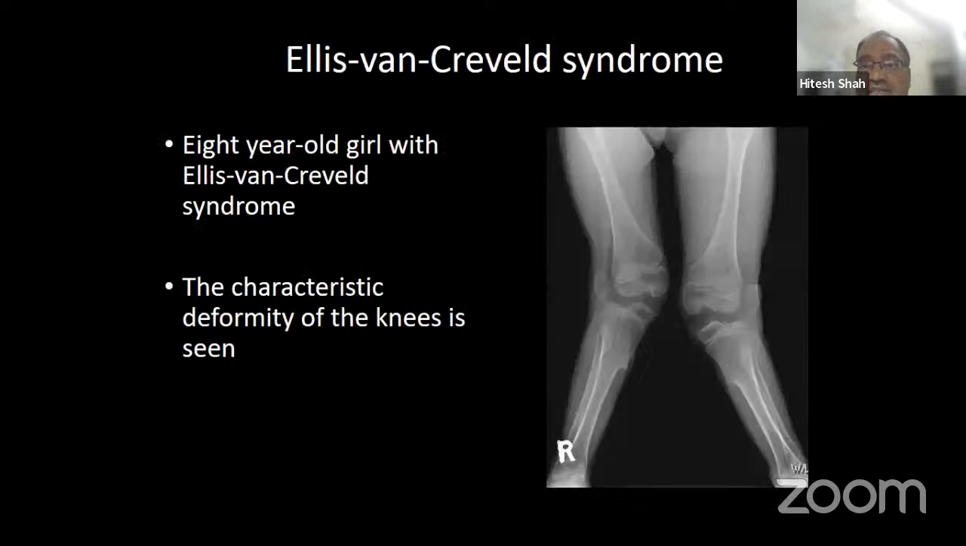Another case, this is a typical example of the Ollier's where the lateral part of the tibia is always defective, and because of the genu valgum, the patella gets subluxated. These are very classical cases. So what are the issues here? There is a proximal tibial defect with patella subluxation and genu valgum, and the lateral part is growing differently than the medial part.